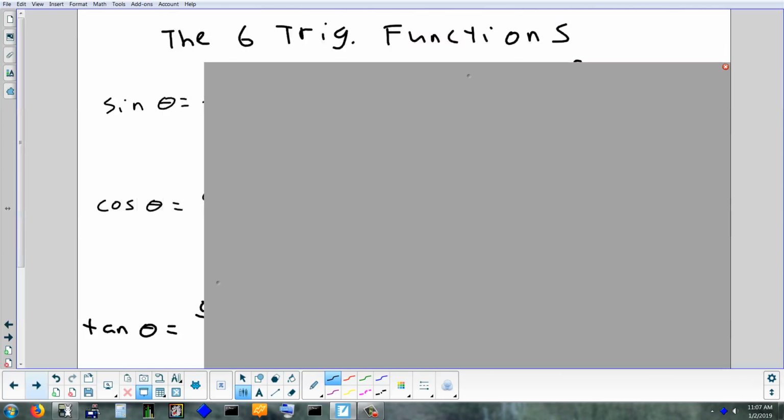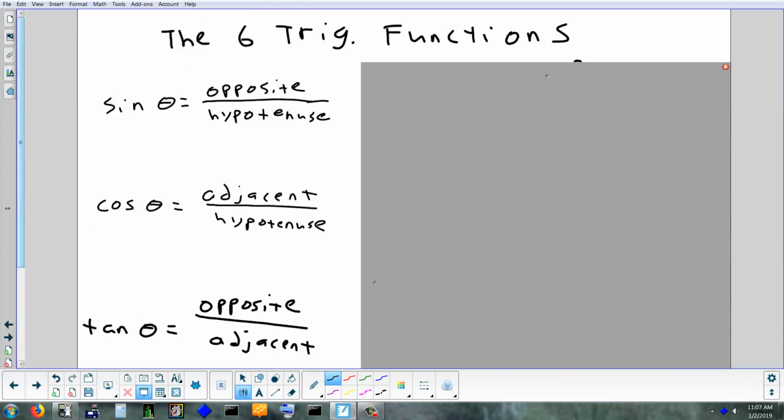All right, so we're going to look at our 6 trig functions that we've already looked at before. Sine, cosine, tangent, secant, cosecant, cotangent. Except now we're going to use terms like opposite, adjacent, and hypotenuse. So I'll give you the definitions first, and then if you're not sure what those terms mean, I'll explain them. Hypotenuse we've already explained. That's the side across from the 90. Sine is opposite over hypotenuse. Cosine is adjacent over hypotenuse. Tangent is opposite over adjacent.